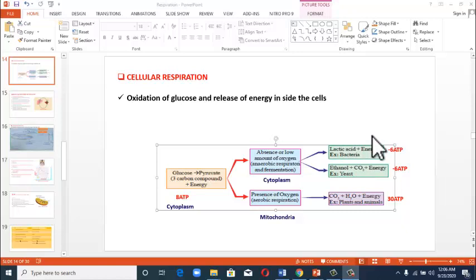Do you remember Lactobacillus, which is seen in curd? Right, students? Do you remember? That bacteria forms lactic acid by this process, anaerobic respiration. Now, in yeast, we could see ethanol production, ethanolic fermentation. Okay, students, this is about cellular respiration.